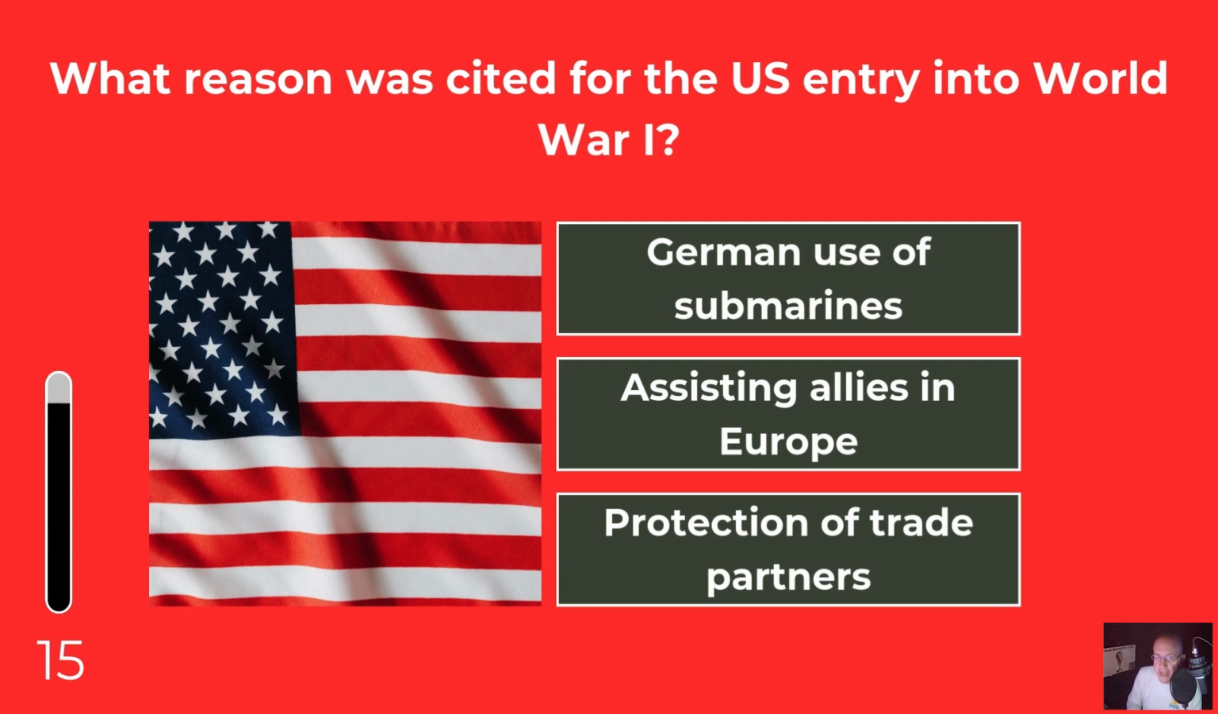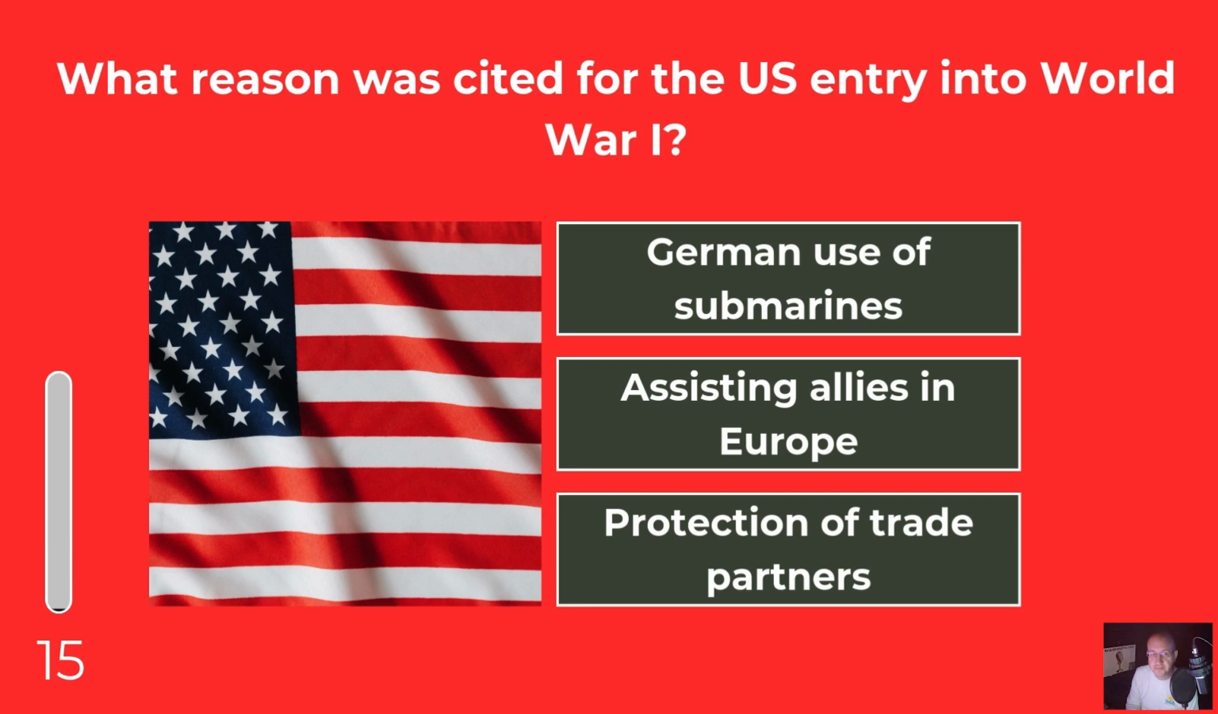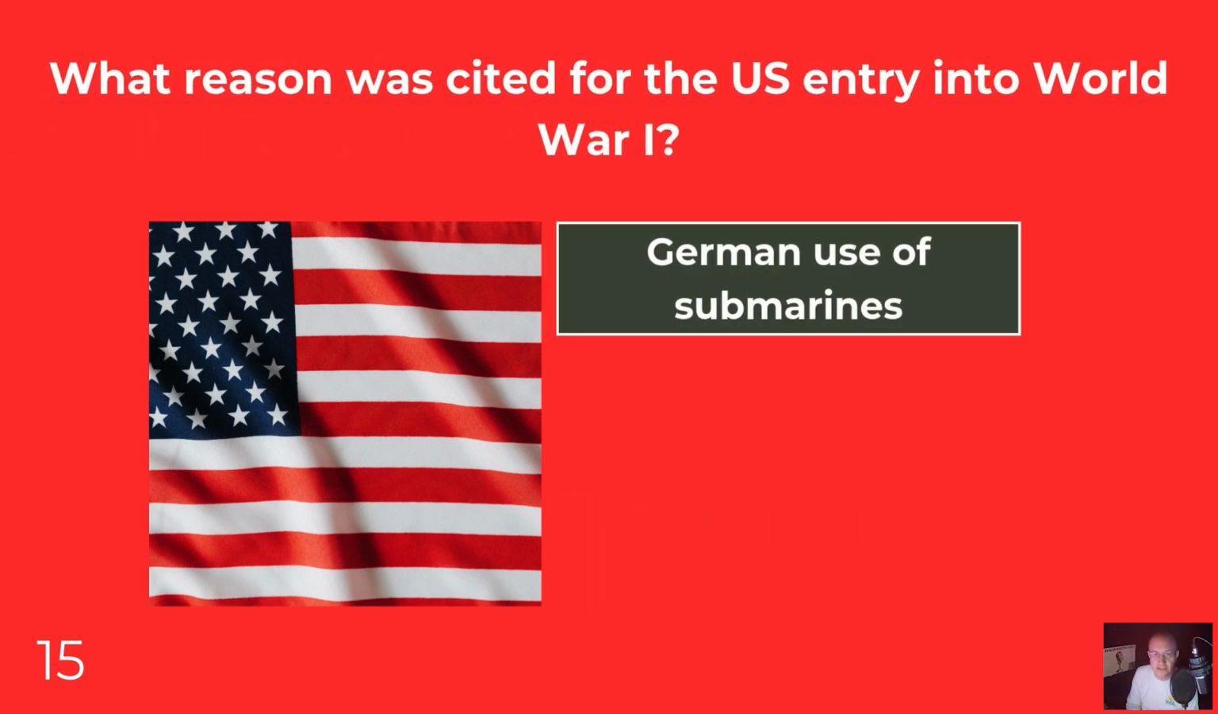What reason was cited for the U.S. entry into World War I? The German use of submarines, assisting allies in Europe, or protection of trade partners? The reason given was the German use of submarines against our shipping.